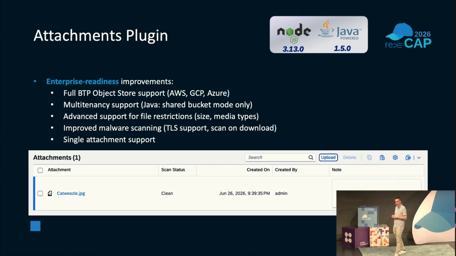We also added multi-tenancy support. Short note on Java, we only support a shared bucket mode for now, but we're also working on the separate mode version. And we also added a couple of improvements for file restrictions, limiting the size, media types, improved malware scanning. So it supports TLS now, and also scanning on download.